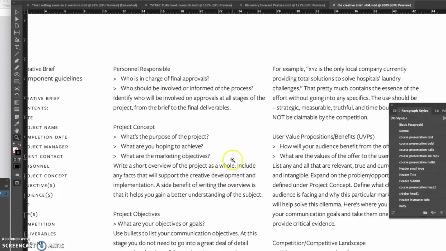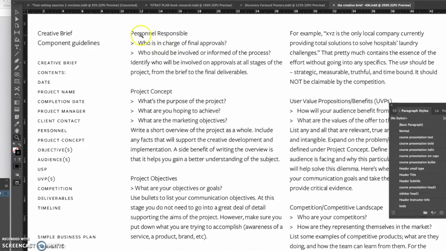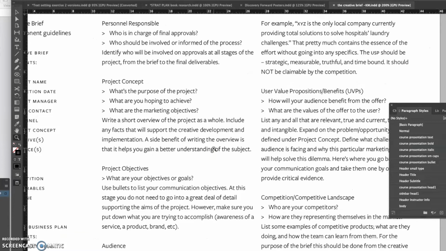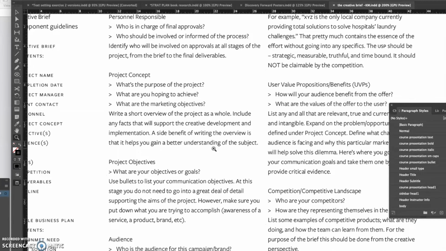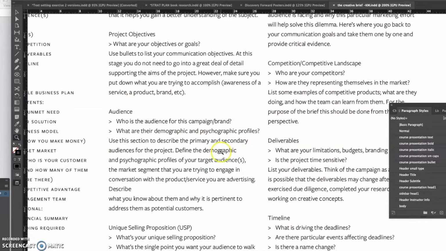So I'll just touch on a few things on here. Right off the bat, personnel responsible: who is in charge of final approvals, who should be involved in the process, what's the project concept, what's the purpose of the project, what are you hoping to achieve, what are the marketing objectives, what are the goals that you want to have. So you would write a short overview of the project as a whole.